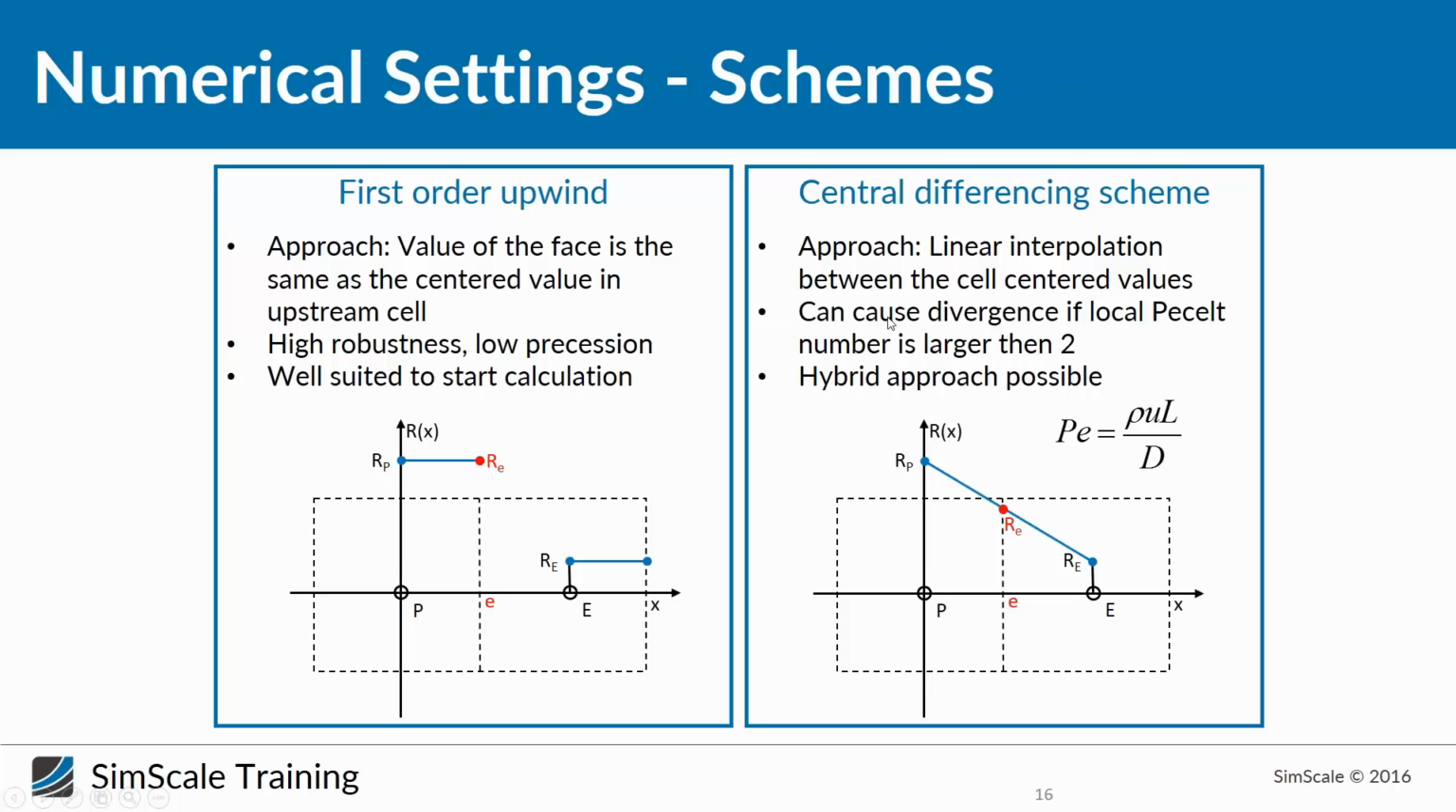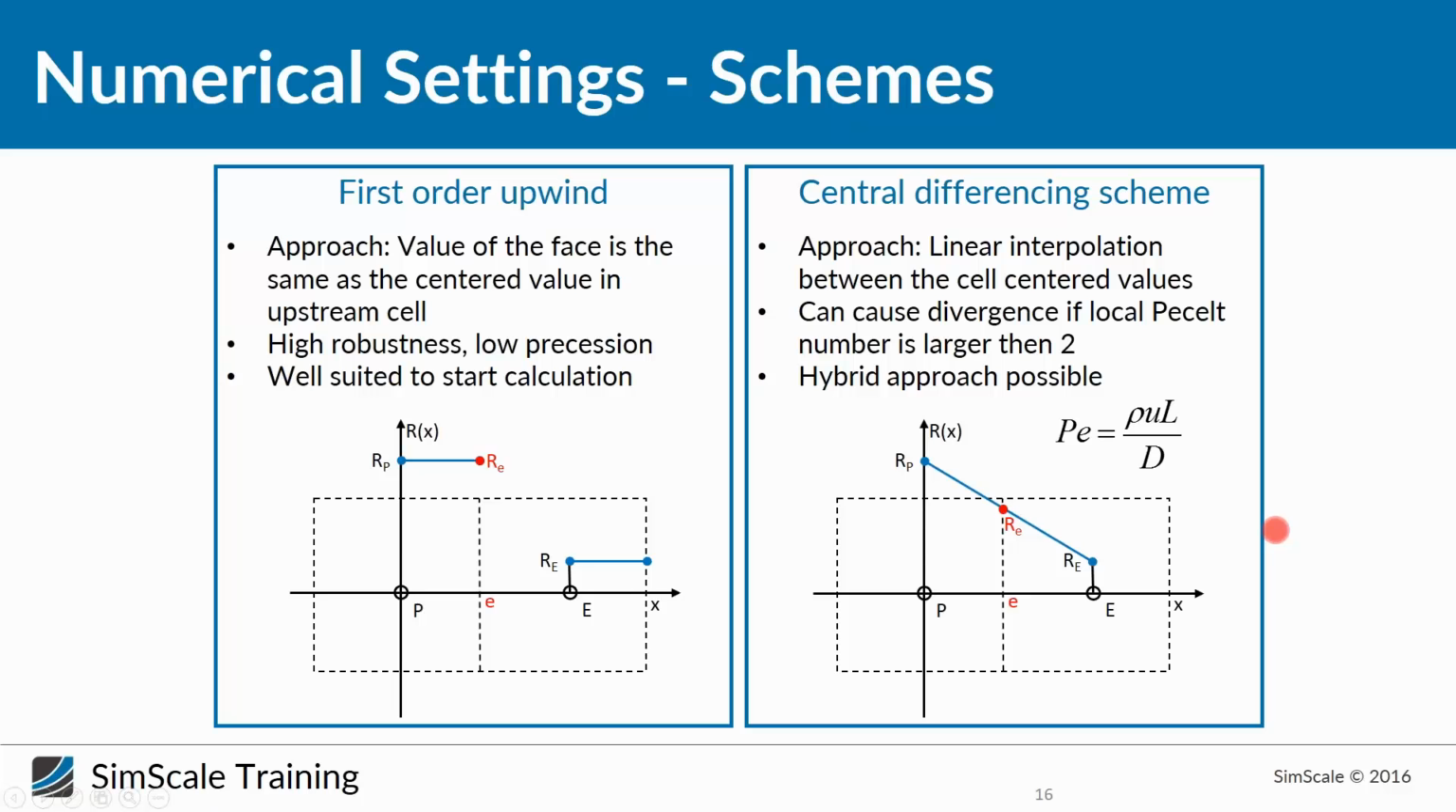A better solution is the so-called central differencing scheme. In the end, this is maybe the most intuitive way. The approach here is to perform a linear interpolation between the two cell center values. So again, I have P and E, so this is the cell center of cell E, the cell center of cell P. I have the center value RP for P and the center value RE for E, and I just make a linear interpolation between them, and this is my value for the cell interface.